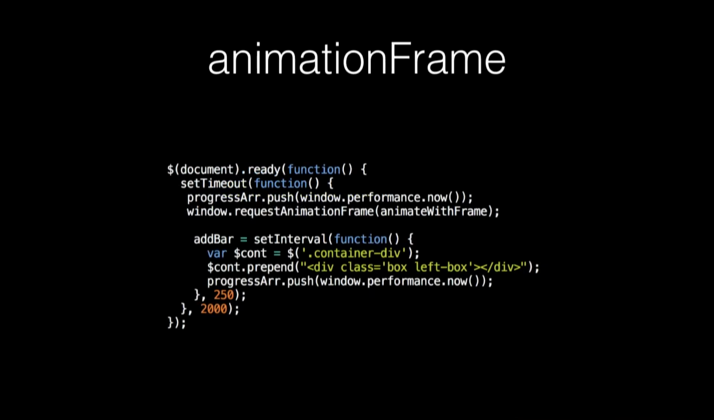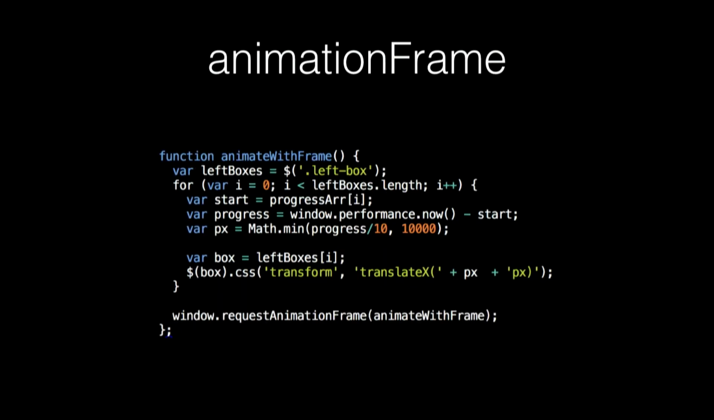So what does an animation frame look like? We're going to need to start that init function a little bit differently now. You'll notice the first thing I'm doing is I just have a progress array to offset times. You'll see that on the next slide. Then I'm just calling window.requestAnimationFrame, and I'm passing it the animate function. Now, the animate function looks a little bit different here, right? I still pull the left boxes and iterate through them, but an animation frame is going to be called at a mostly but still somewhat inconsistent time. So we're going to keep using time offsets here.